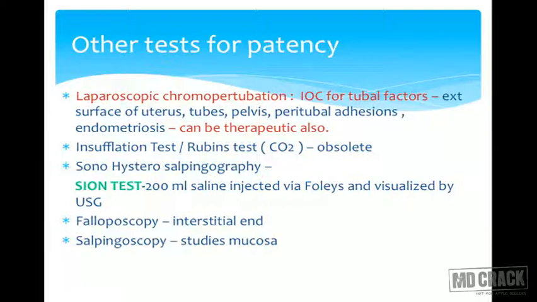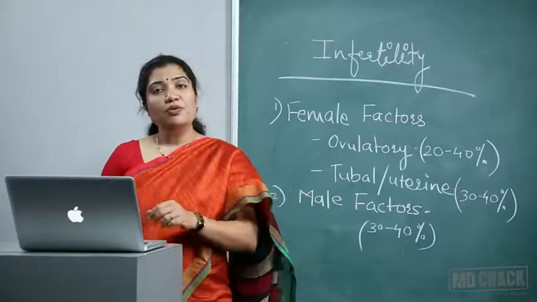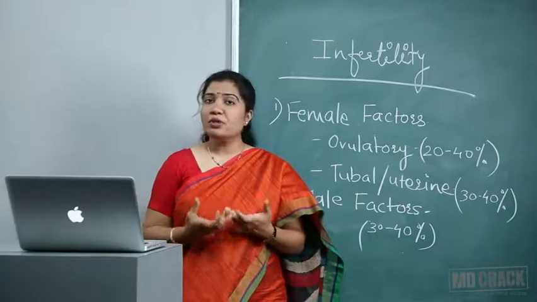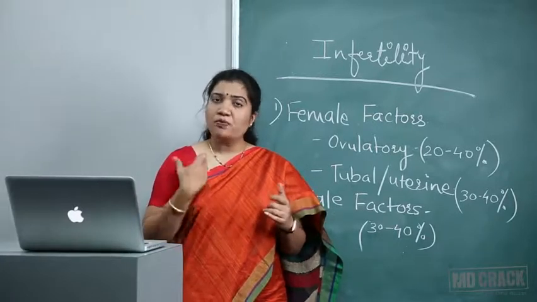Other tests of patency: laparoscopic chromoperturbation. This is done commonly and it is the investigation of choice for tubal patency test. Putting a scope inside the patient's abdomen gives us an overall view: how the uterus looks, how the tubes are, what the peritoneal environment is, how the ovaries are, whether there are any peritubal adhesions. Everything you can see, which cannot be seen on hysterosalpingography.